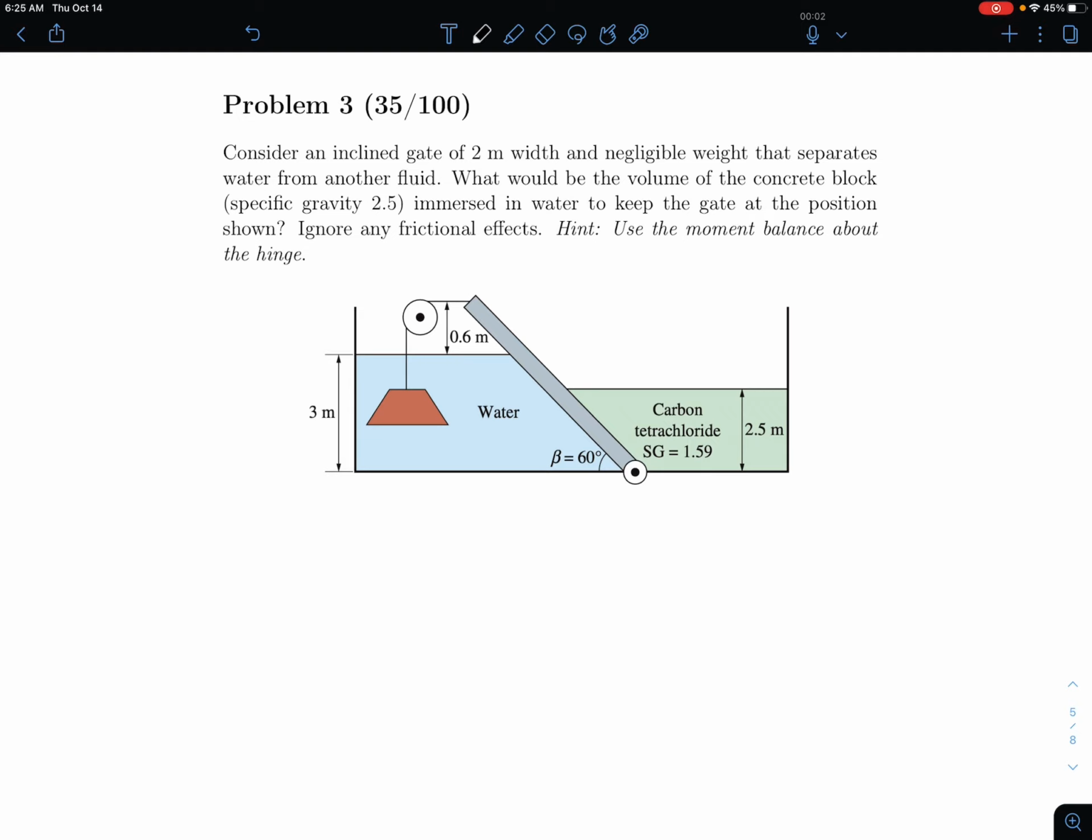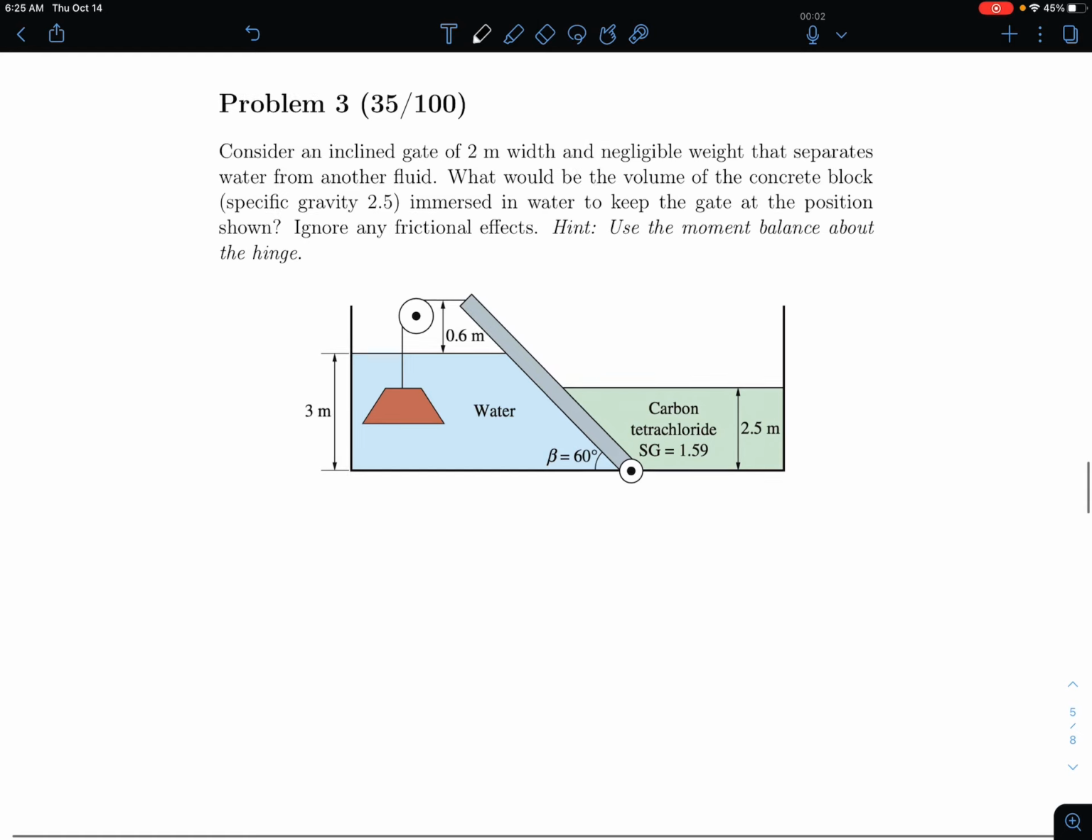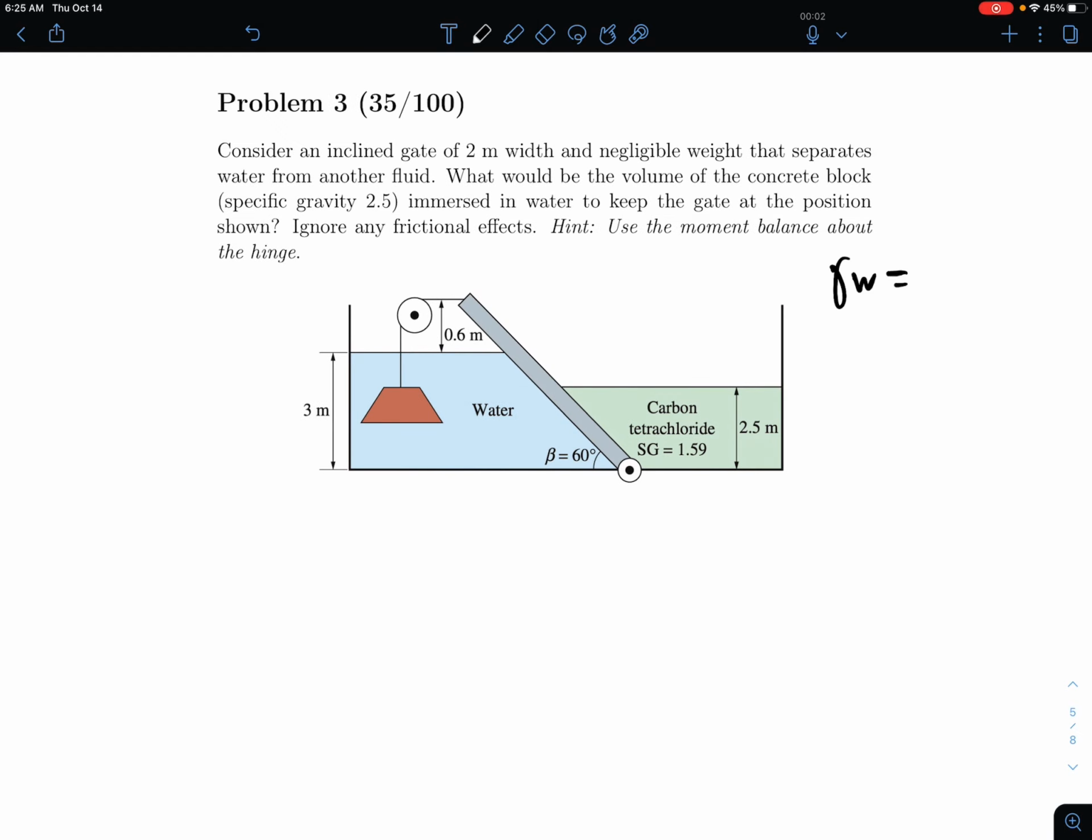And as with a lot of problems that we've done before, we're also given a hint to use the moment balance about the hinge. So the first thing we have to do is, we're not given a specific weight, and we know we're going to need it for water. So let's take 9810 newtons per cubic meter.